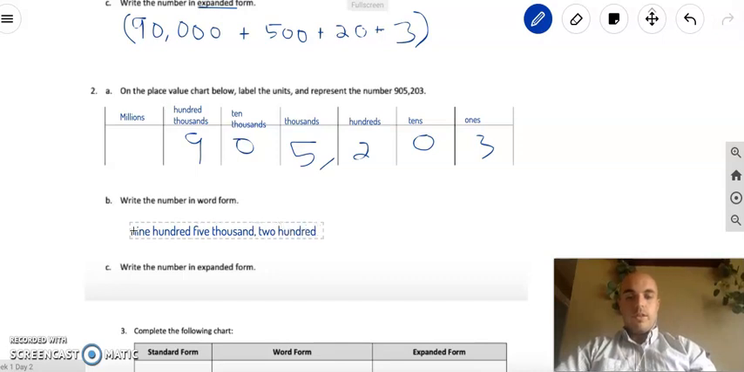905,200. Again, with no "and", 203. So this whole thing is now put into words. And maybe even read it back to yourself out loud. 905,203. Great. Now we're going to take this and put it in expanded form.